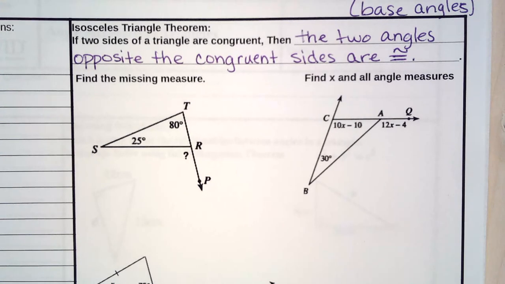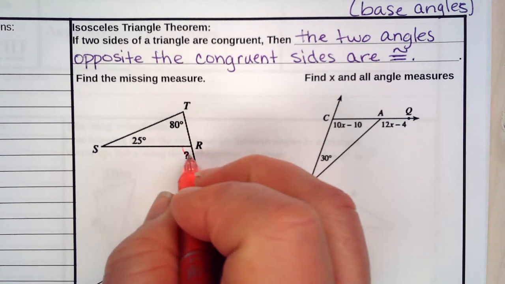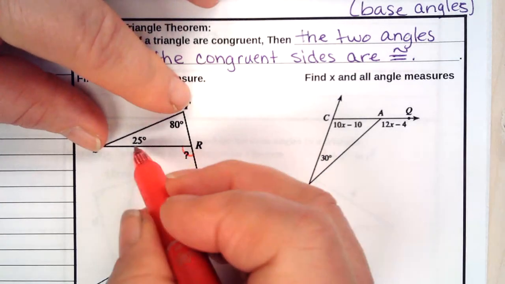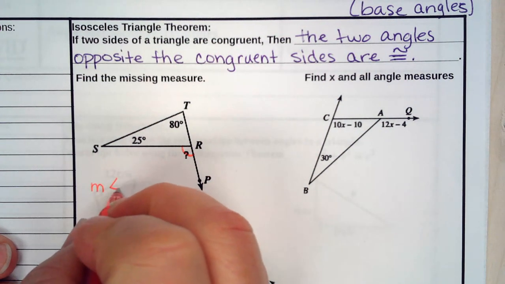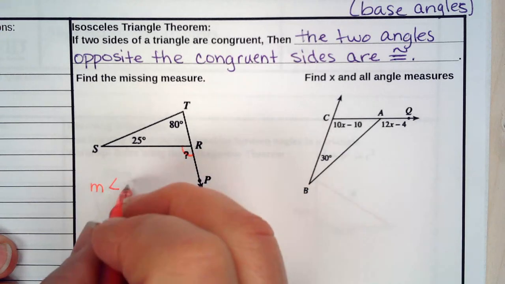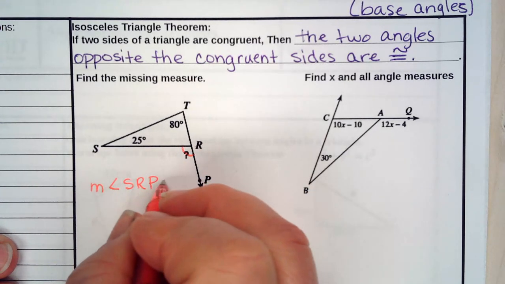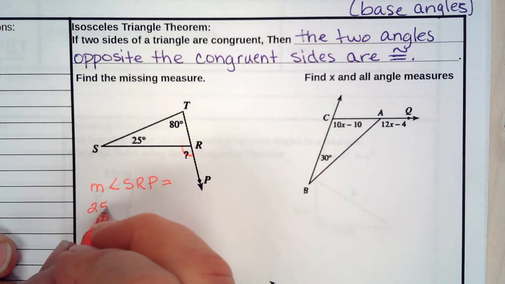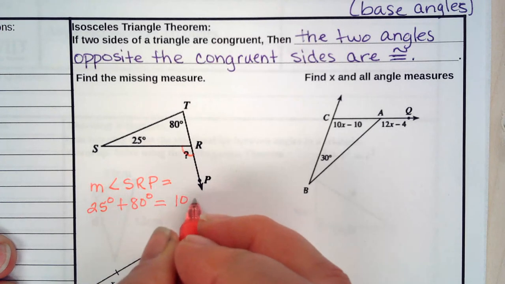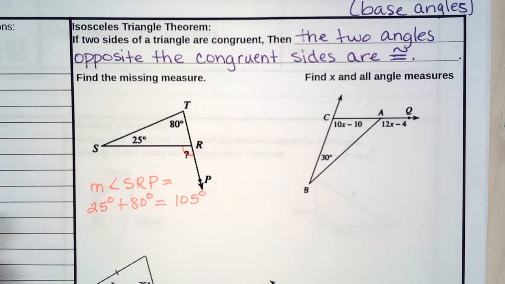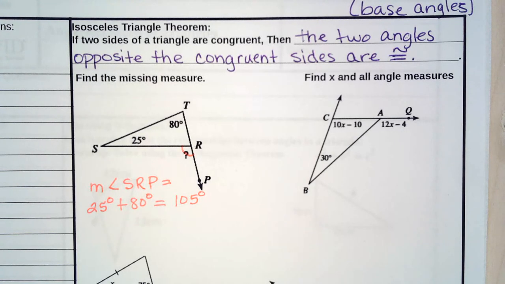So let's look at the first problem. This is my exterior angle. These are my remote interior angles. So the measure of angle SRP is equal to 25 degrees plus 80 degrees, which is 105 degrees. Any questions? That is your base case.